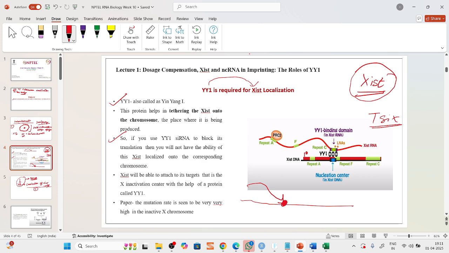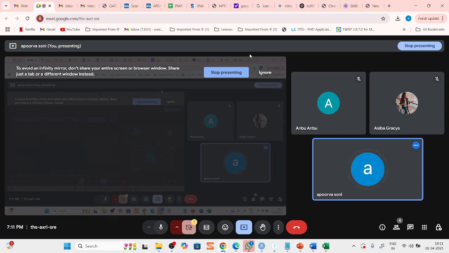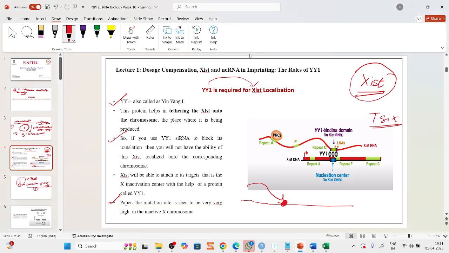In the class, sir also mentioned a paper, and in that paper it was mentioned that the mutation rate is seen to be very, very high in the inactive X chromosome. I just wanted to take 2 minutes to discuss this point. Nowadays we all see how much there is a spread of cancer or tumors, and in most cancers there is metastasis, that means the cancer has spread from one place to another. That is what metastasis means.